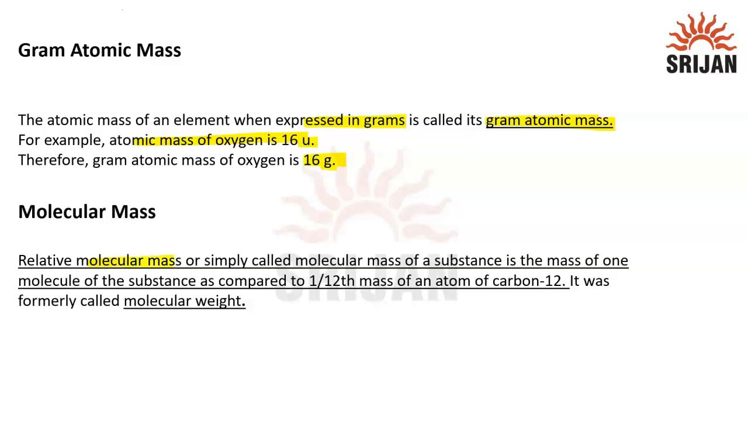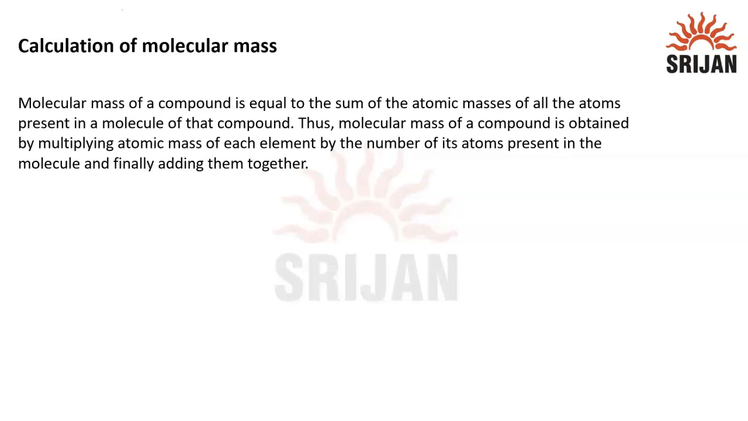Molecular mass. Relative molecular mass, or simply called molecular mass of a substance, is the mass of one molecule of a substance as compared to 1/12 mass of an atom of carbon-12. It was formerly called molecular weight. Now we are saying it molecular mass. Now how are we going to calculate the molecular mass? So molecular mass of a compound is simply equal to the sum of the atomic masses of all the atoms present in that molecule of a compound. Therefore, molecular mass of a compound is obtained by multiplying atomic mass of each element by the number of its atoms present in the molecule and finally adding them together.